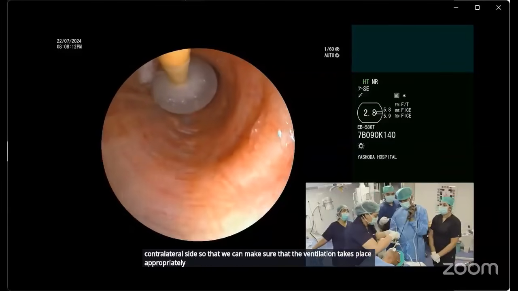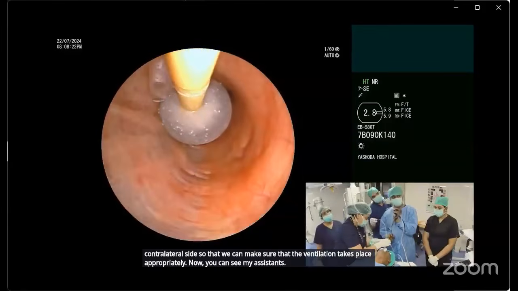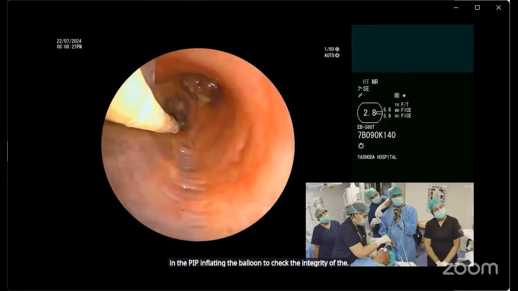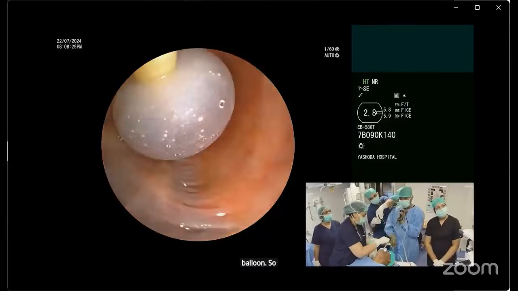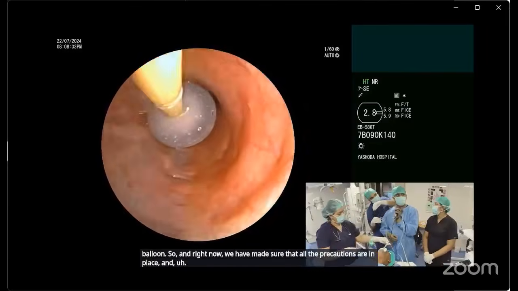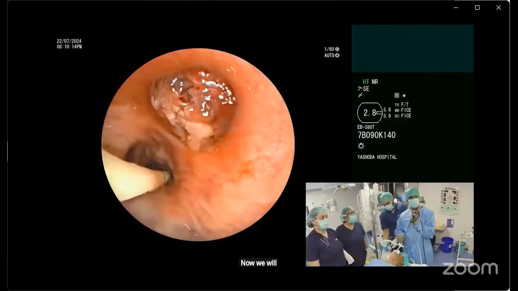Now you can see my assistant in the PIP inflating the balloon to check the integrity of the balloon. Right now we have made sure that all the precautions are in place, and now we will go ahead with the tumor debulking.